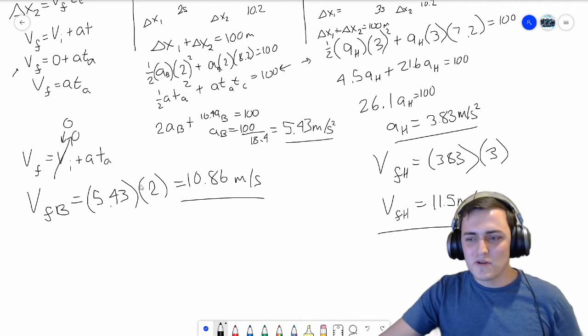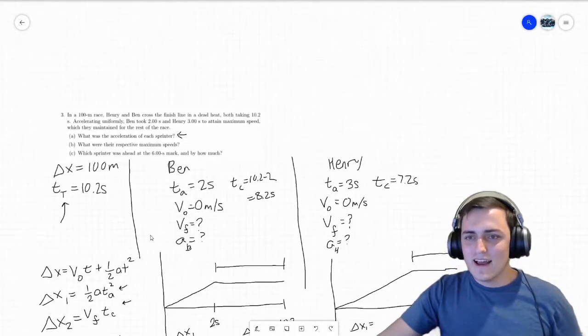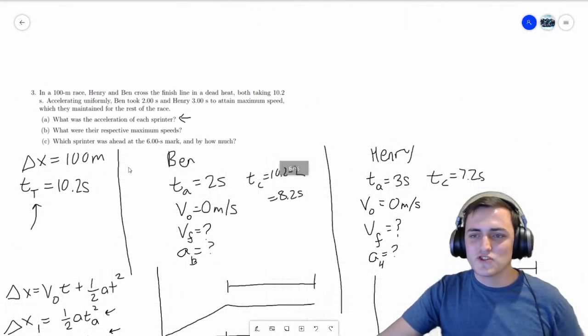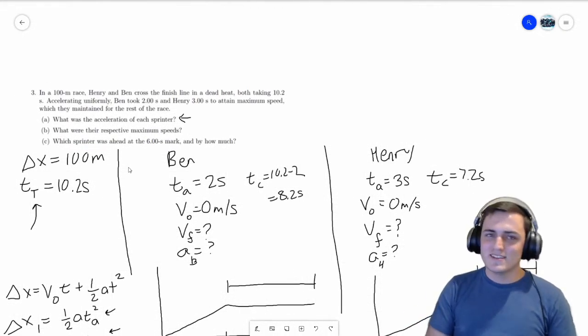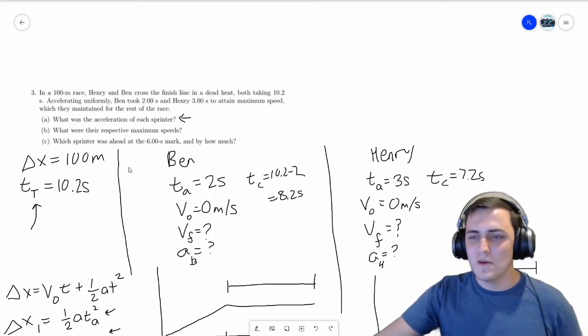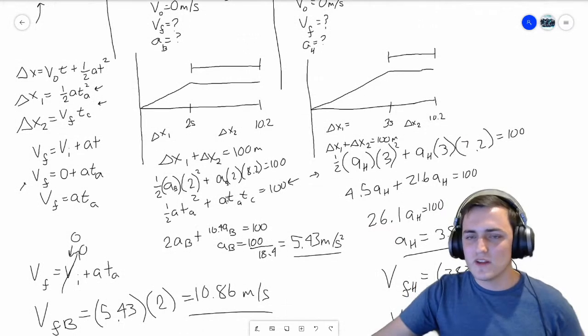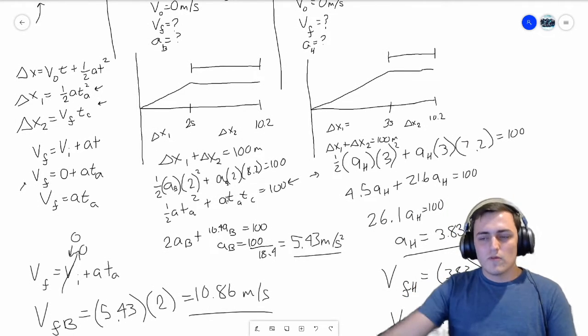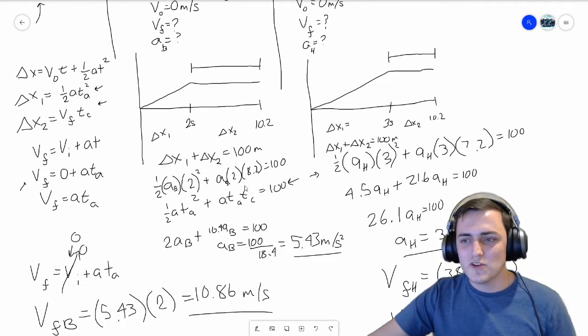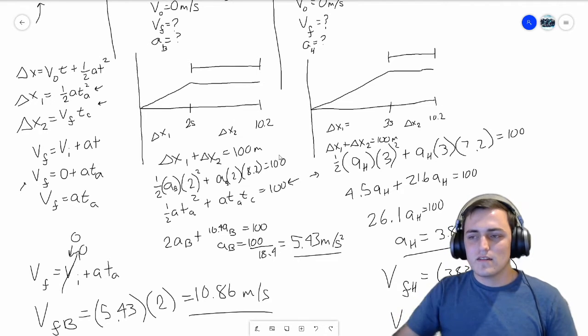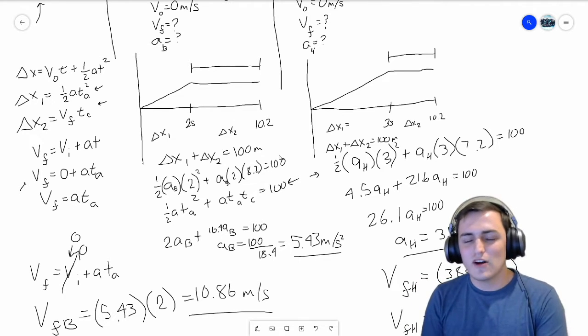So now we are going to look at the last part, C. Which sprinter was ahead at the 6-second mark? And by how much? This problem is a little weird because before, in part A, we actually looked at the position of them finishing the race, 100 meters.